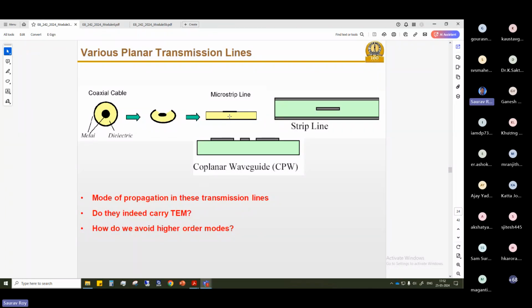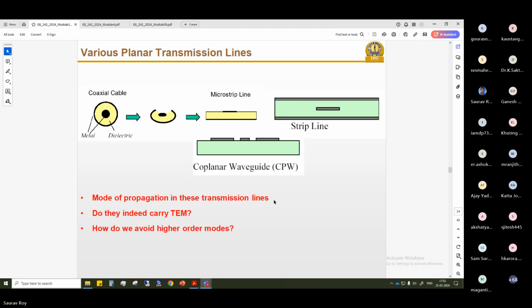So now the question is, what is the advantage of microstrip line? What kind of modes will propagate through this transmission line? Do they carry TEM waves? What are the higher order modes available and how can we avoid them? The main advantage of microstrip line is that it is planar, so you can fabricate it very easily. It is possible to make a compact circuit on a substrate only. It will be 2D.